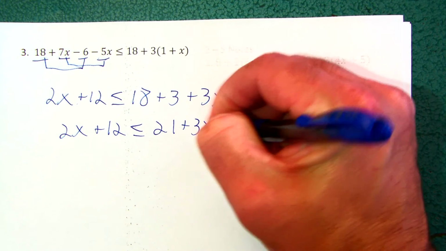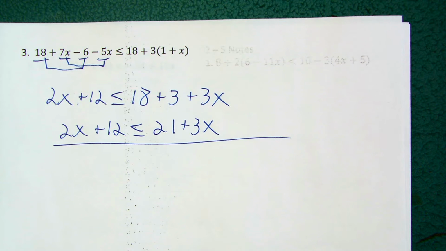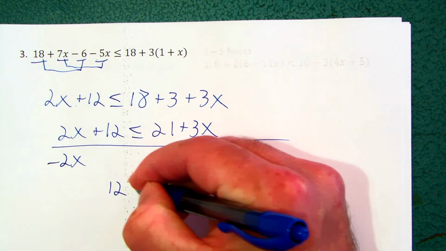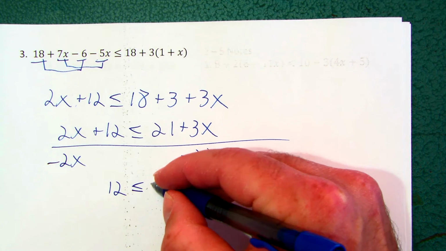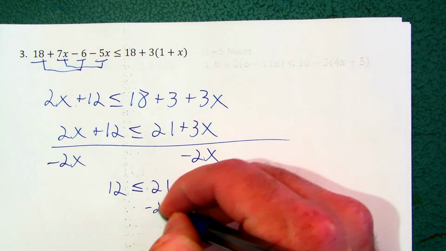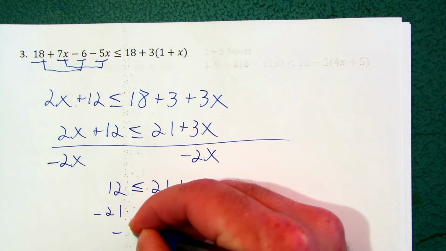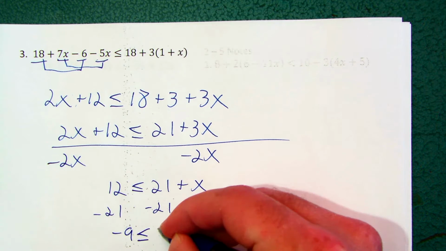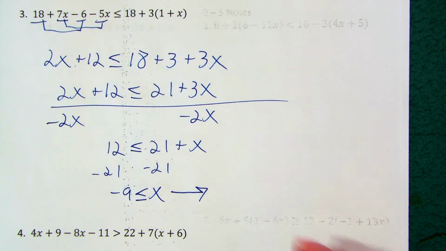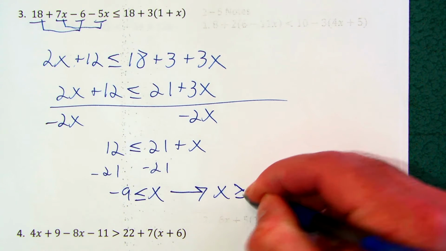So once we get down to here, I have a positive 2x on the left and a positive 3x on the right. I'm going to subtract 2x from both sides. I'll show you why I want to do that in a little bit here. So that's just going to be a positive 1x. I just got to subtract 21 now from both sides, and I get negative 9 is less than or equal to x. Rewrite this so that the variable is on the left. So it's going to be x is greater than or equal to negative 9.